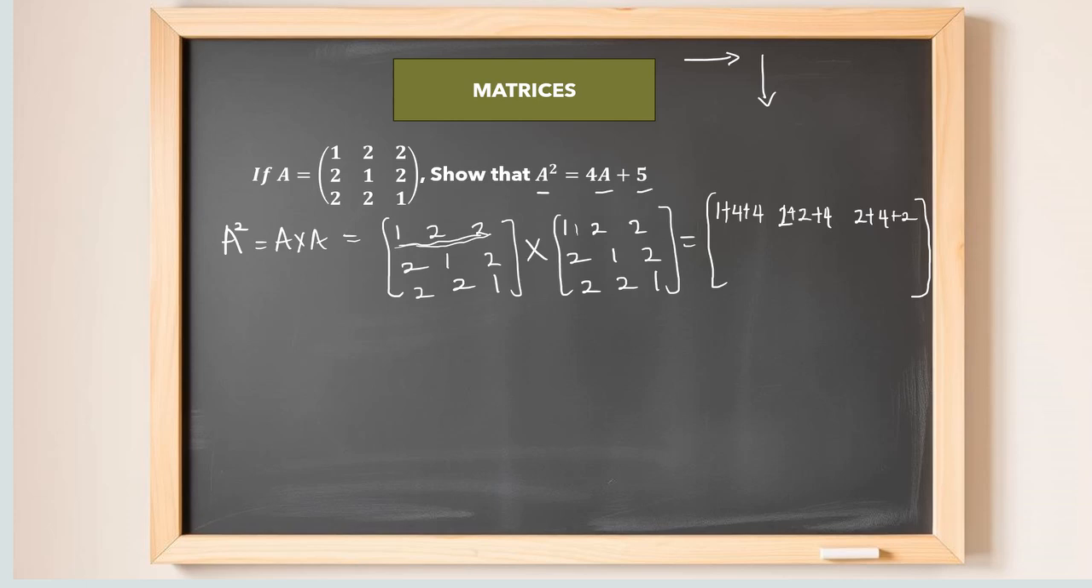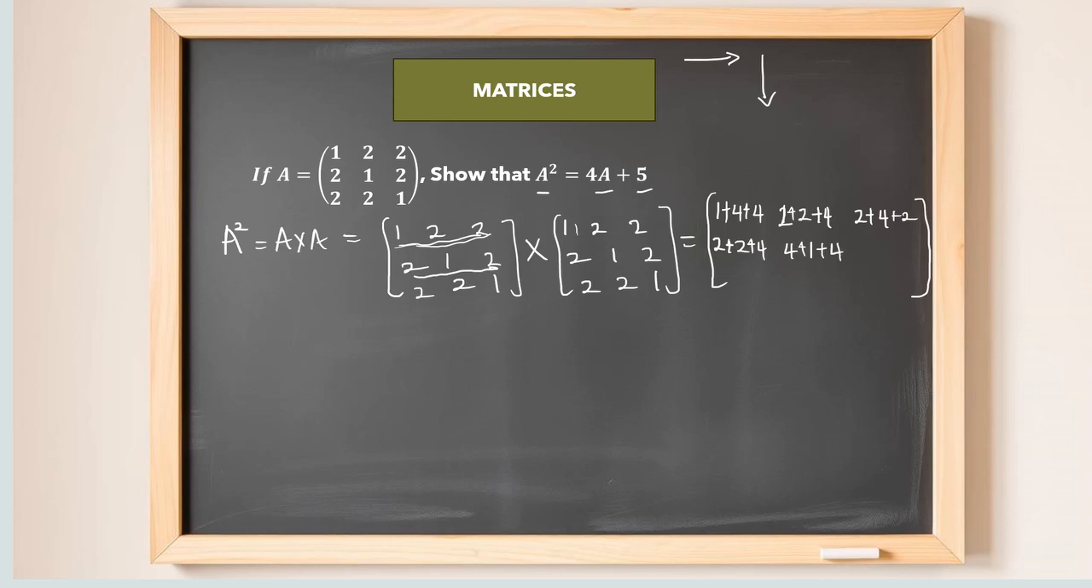Now I'm going to do the same thing for the second row. So I'm going to use this second row to multiply this column. Now 2 multiplied by 1 is going to be 2, 1 multiplied by 2 is going to be 2, 2 multiplied by 2 is going to be 4. I'm going to do the same thing here. So 2 multiplied by 2 is going to be 4, 1 multiplied by 1 is 1, 2 multiplied by 2 is 4.